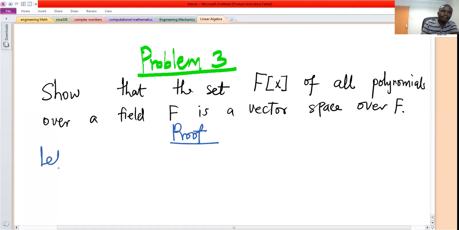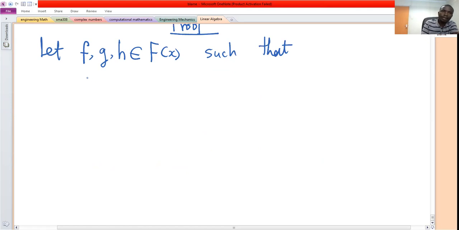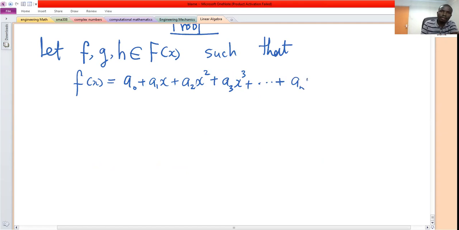So first, let f, g, and h be polynomials in this set such that f of x is given by a0 plus a1x plus a2 x squared plus a3 x cubed up to plus an x power n, plus other several terms of the same pattern.